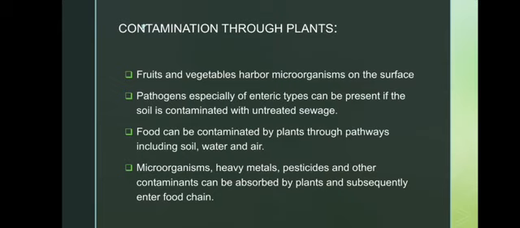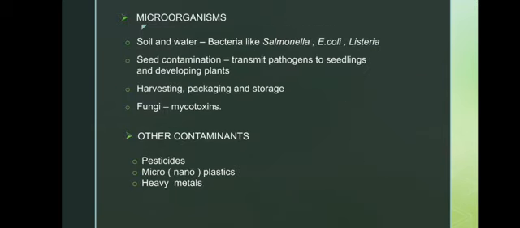So microorganisms, heavy metals, pesticides and other contaminants can be absorbed by plants and subsequently enter the food chain. And if we consume that food, we are subjected to health issues. So microorganisms from soil and water, bacteria like Salmonella, E. coli, Listeria can enter the plant.